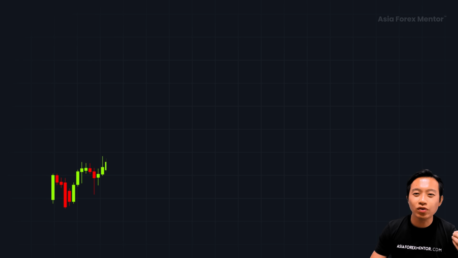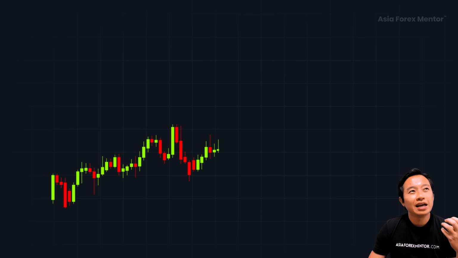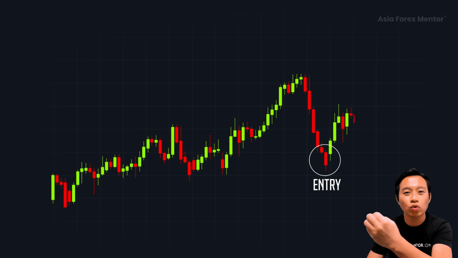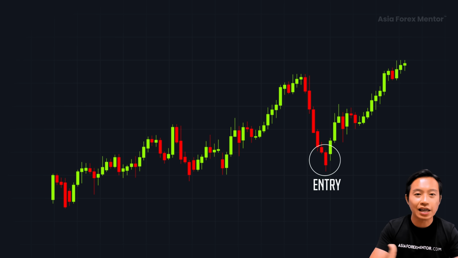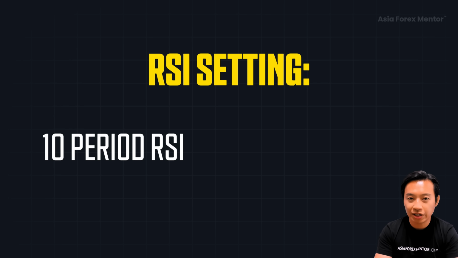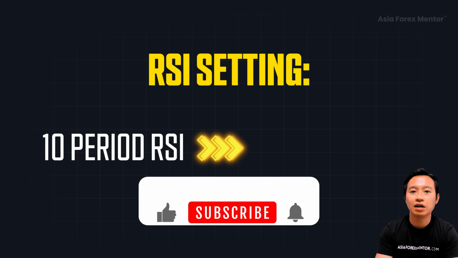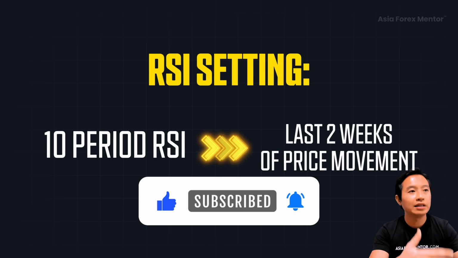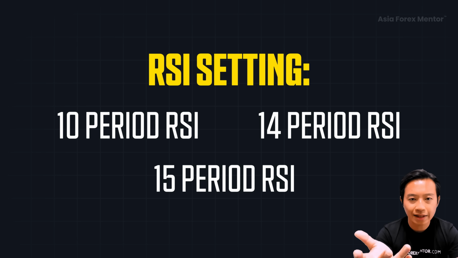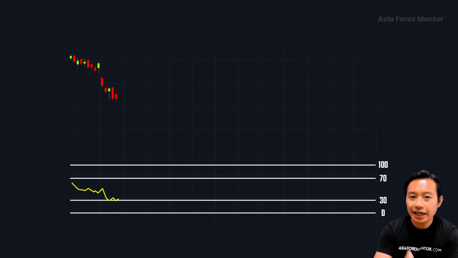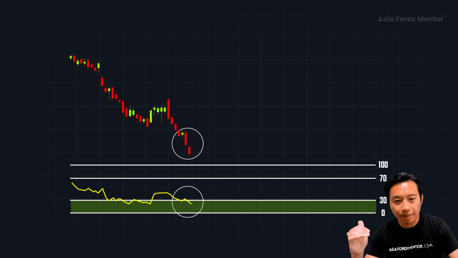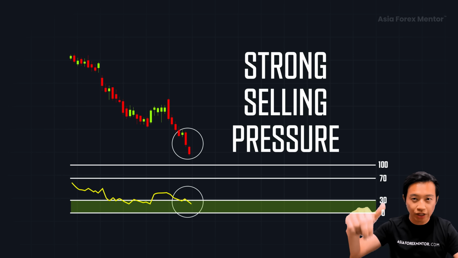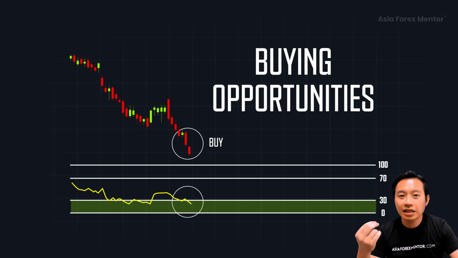The best way is to time the entry to be as low as we can during these pullbacks, right before or right when the market is about to go back upwards. Here are the settings that you can use. You can use the 10-period RSI. The 10 period is about the last 2 weeks of price movement. By default, there's the 14 or the 15 or the 10, it doesn't really matter. When the RSI dips below the 30 level, it signals very strong selling pressure, so it could hint at buying opportunities.